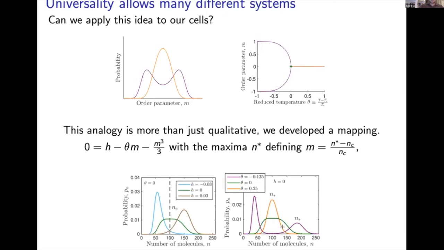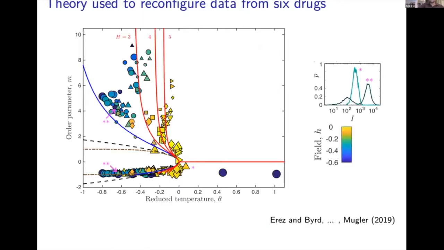Right, so using this theory, we could take data from 6 different drugs and many doses, and we could reconfigure those flow cytometry data into this bifurcation plot where the symbols are different drugs, and the symbol size is the dose.